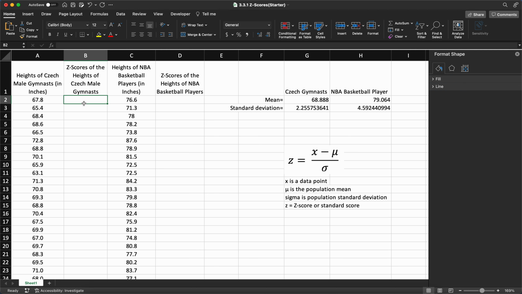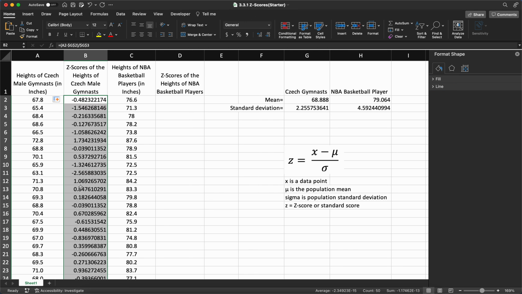So now we can find the standard score. There's a couple ways we could do this. We could just use this formula here, which would be parentheses, the x value minus the mean. I'm going to lock the reference to the mean because that's going to stay constant, divided by the standard deviation, which I'm also going to lock the reference to. And you can see that this z-score is negative because this value is smaller than the mean.